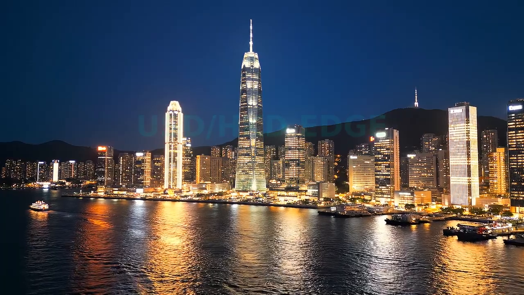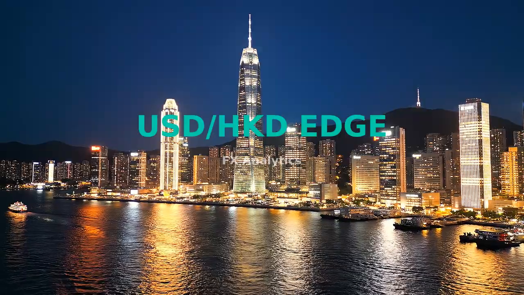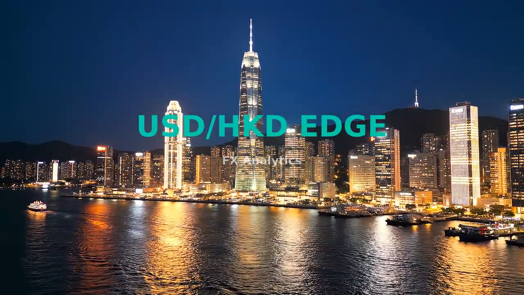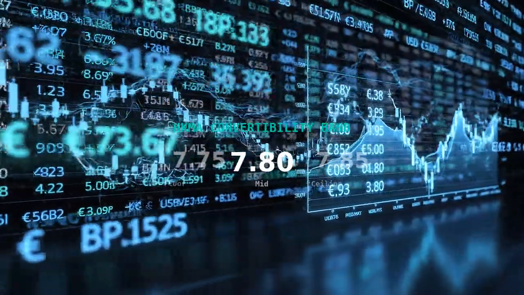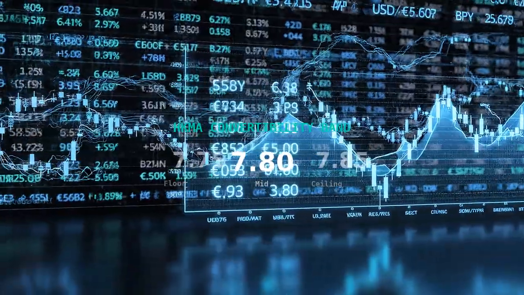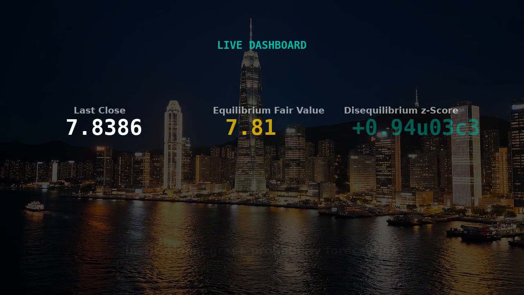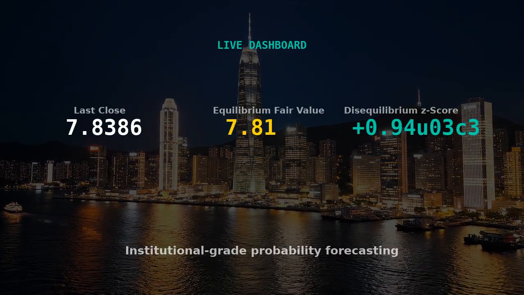In FX markets, the difference between a position and an edge is information. USD HKD trades within one of the most tightly managed currency regimes on Earth. The HKMA convertibility band creates structure. But within that structure, there is volatility, drift, and opportunity, if you know where to look.